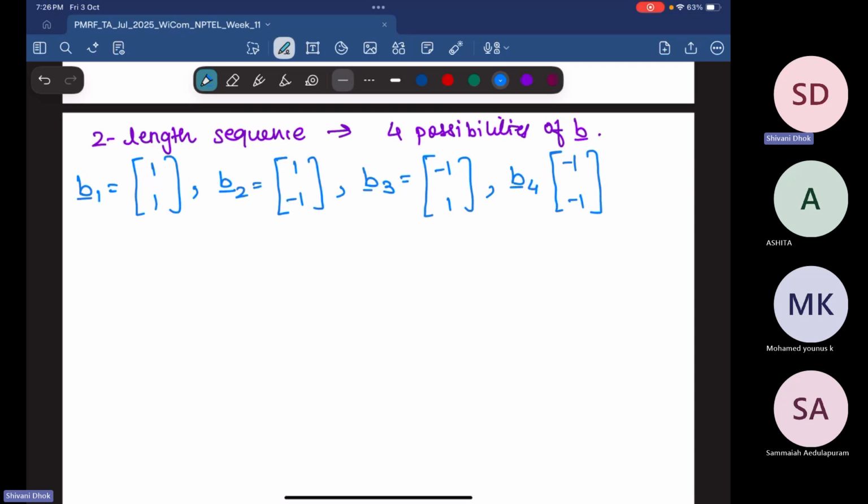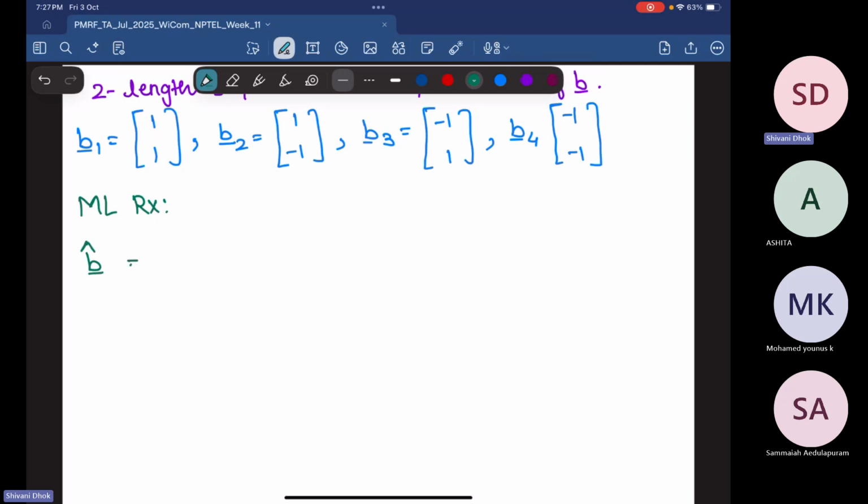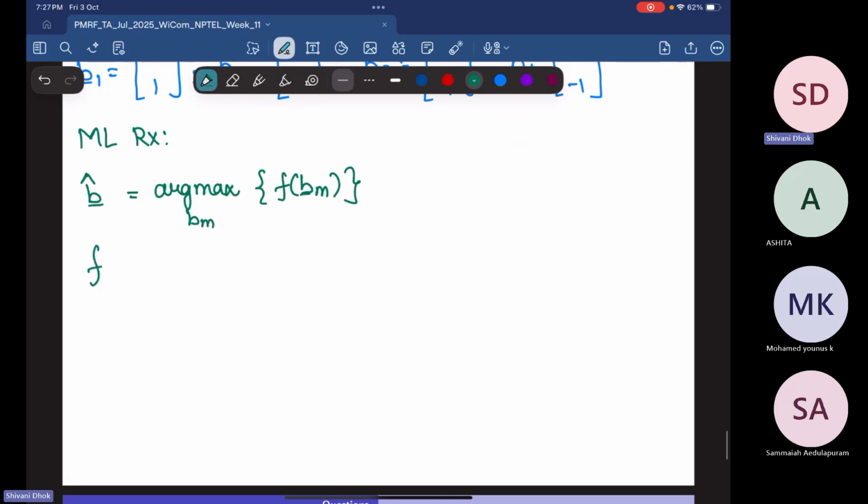Okay, and your optimal receiver, or let's say the ML receiver, is given by b hat equal to argmax over bm, where m ranges from 1 to 4, of f of bm, where f of bm is given by bm Hermitian r plus r Hermitian bm minus bm Hermitian R bm.